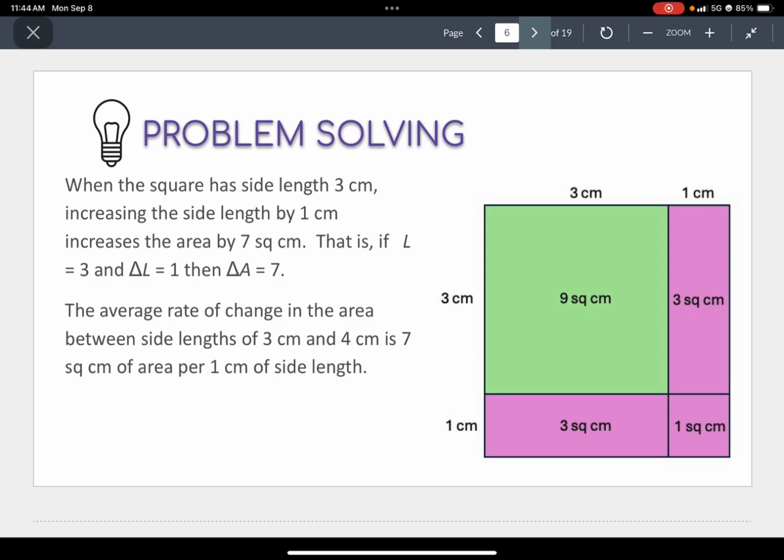We've got 3 square centimeters in the rectangle on the bottom left. We've got 3 square centimeters in the rectangle on the top right. And finally, on the bottom right corner, we've got that square with area 1 square centimeter. The average rate of change in area between the side lengths of 3 centimeters and 4 centimeters is 7 square centimeters of area per 1 centimeter of side length. We notice this is different than the first problem we solved, where that change was 5 square centimeters of area.